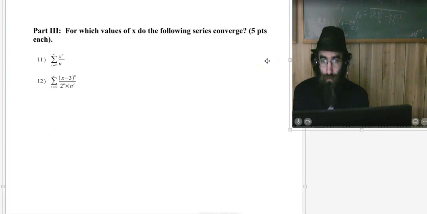Part 3. For which values of x do the following series converge? 5 points each. Sum as n goes from 0 to infinity of x^n over n, and sum as n goes from 0 to infinity of (x minus 3)^n over 2^n times n squared.